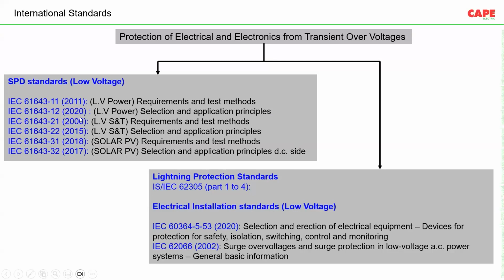Now it has to be noted that the same IEC 61643 Part 11 and Part 12 have been adopted by IS also as IS 16463 Part 11 and Part 12. Okay, the lightning protection standard IEC 62305 Part 4 also gives some details about surge protection devices, whereas IEC 60364 Part 5 Part 53 gives how an SPD should be installed in an electrical system. So these are the various standards for surge protection devices for both power as well as communication.